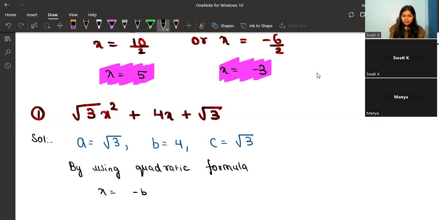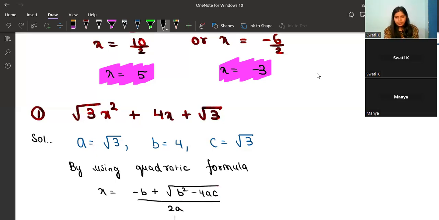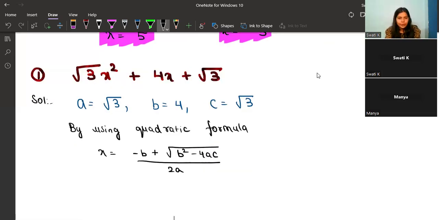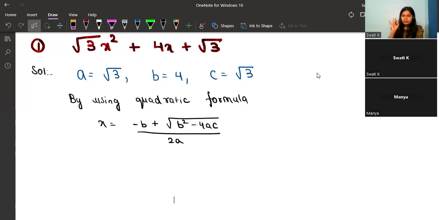Minus b plus or minus root b square minus 4ac upon 2a. So you have written this formula, right, Manya? Write this in your notebook, and then you can just practice more questions. I have already sent more than 50 questions which you can practice on your own.